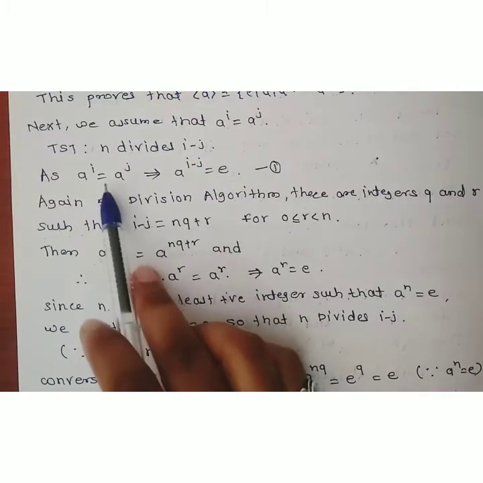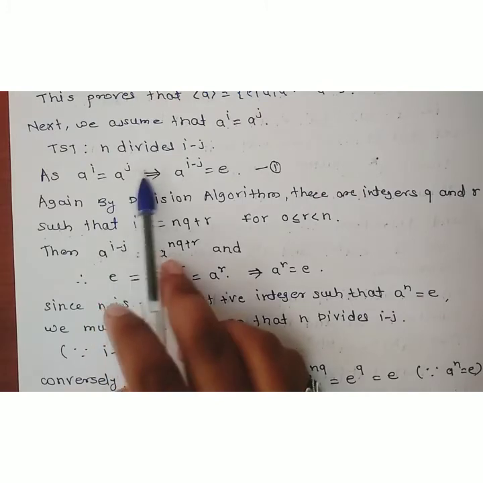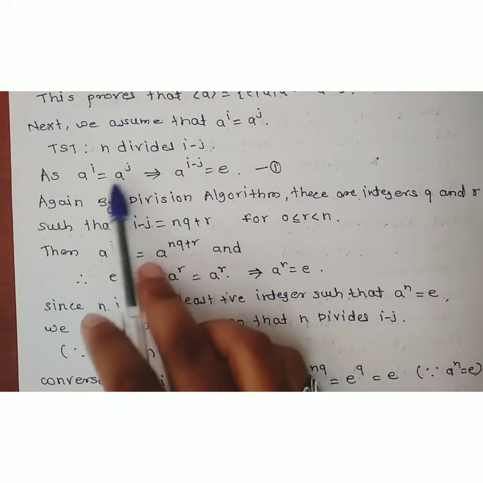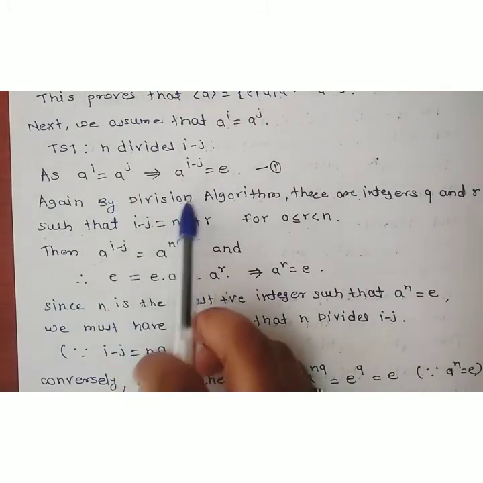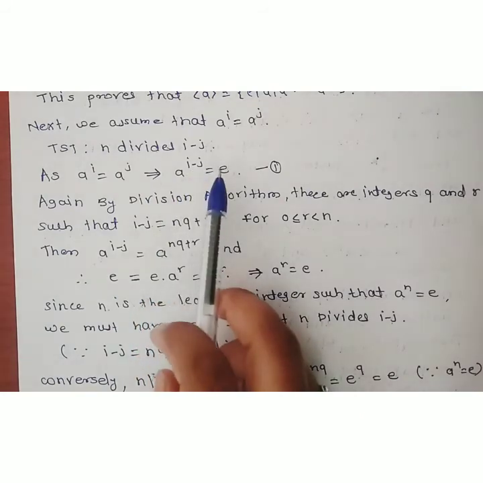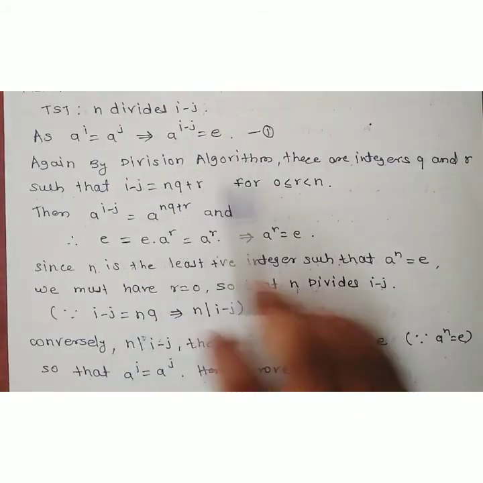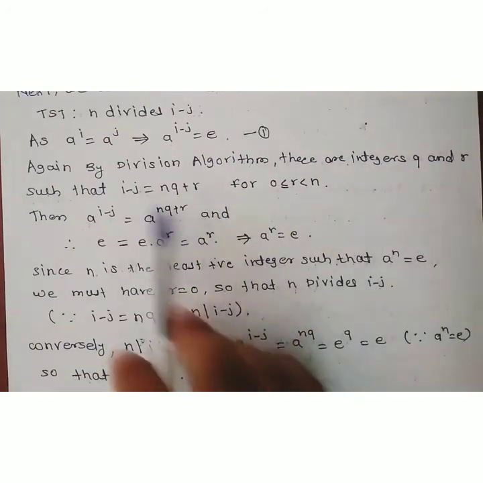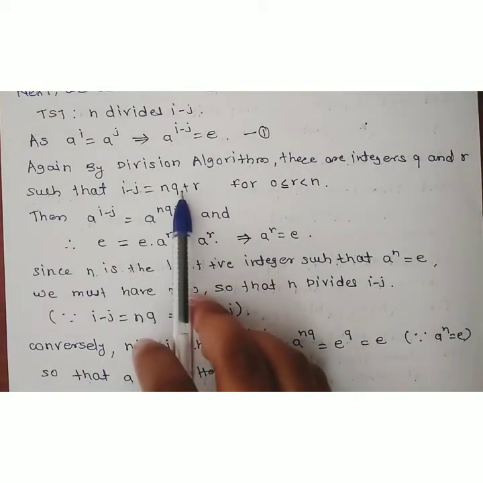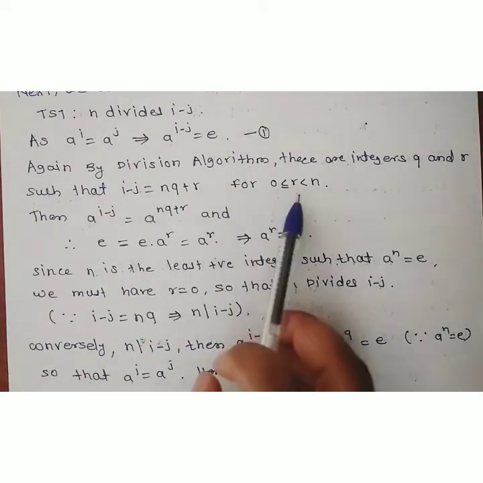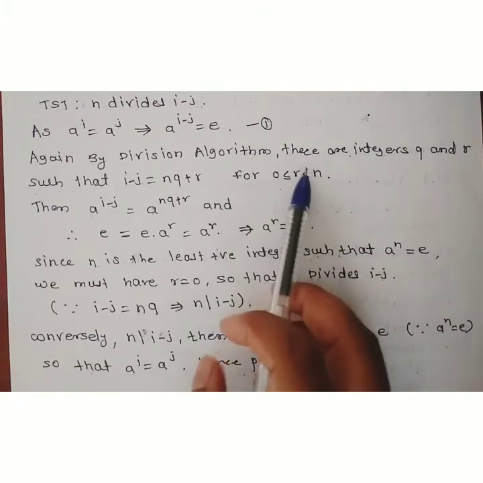Now a raised to i is equal to a raised to j. Multiplying both sides by a raised to minus j, we get a raised to i minus j is equal to identity. Again, by the division algorithm, there exist q and r such that i minus j is equal to nq plus r, for 0 less than or equal to r less than n.